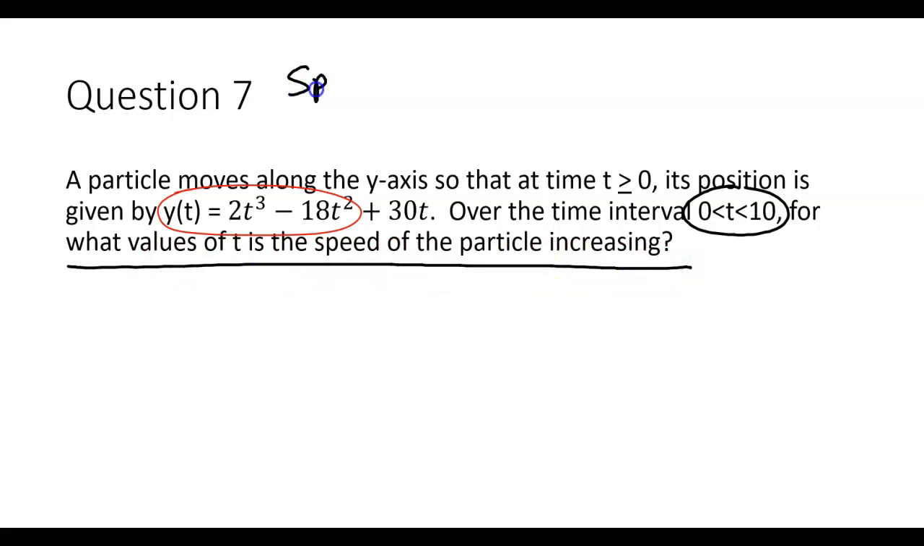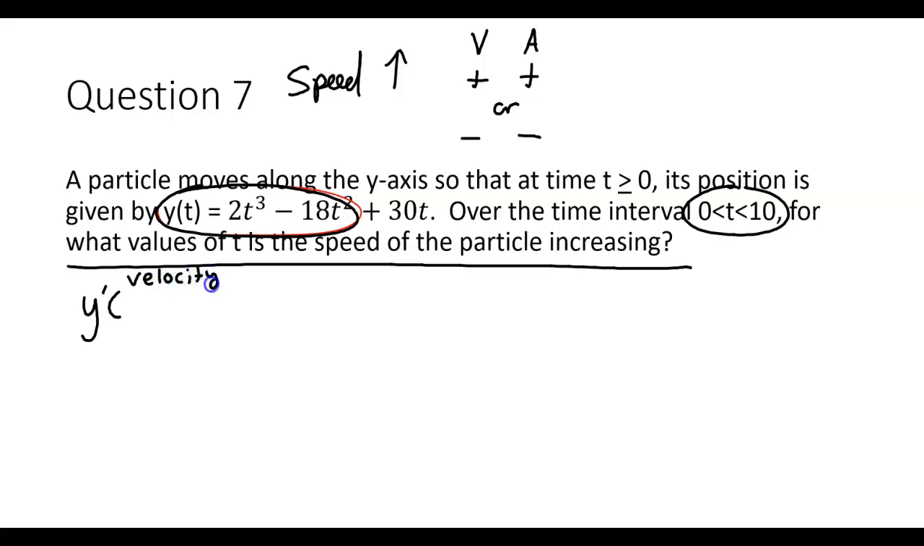Well, speed increases anytime velocity and acceleration are both positive or both negative. So basically, we just need to find out where velocity and acceleration are positive and negative. So the way we're going to do this is with a number line test. If this is my position function, the velocity function is its derivative. The acceleration function is the second derivative.